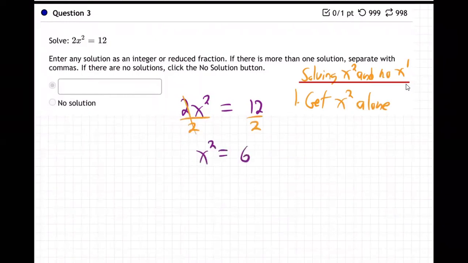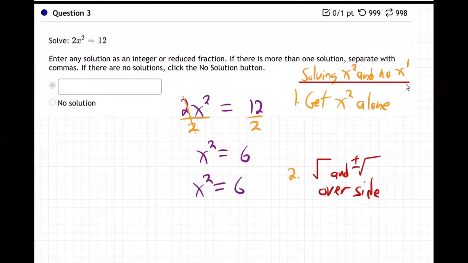And then the second step is to put a root and plus or minus over the side. So that's again my saying on up and down the ladder thing. So we come down here, x squared equals 6, and we're going to put a root, and plus or minus over the 2 sides.